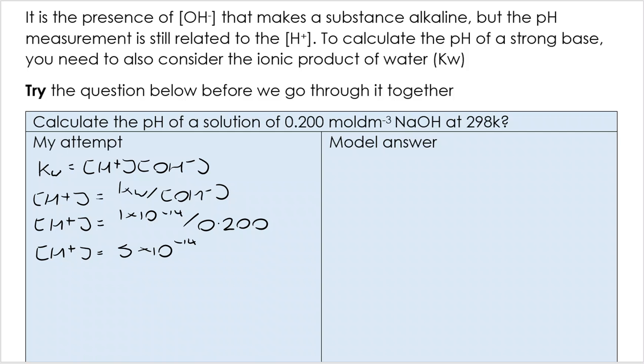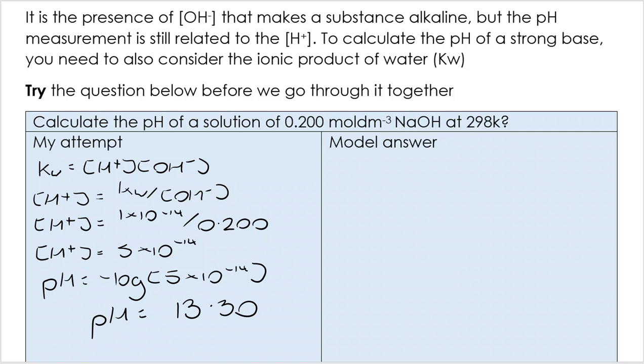At this point, we can substitute that in to our pH expression, and that gives me a pH of 13.3. And we can ask ourselves, is that reasonable? Well, this is a strong alkali, a strong base. We would expect it to be on the far end of the pH scale, close to 14. So that seems entirely reasonable.